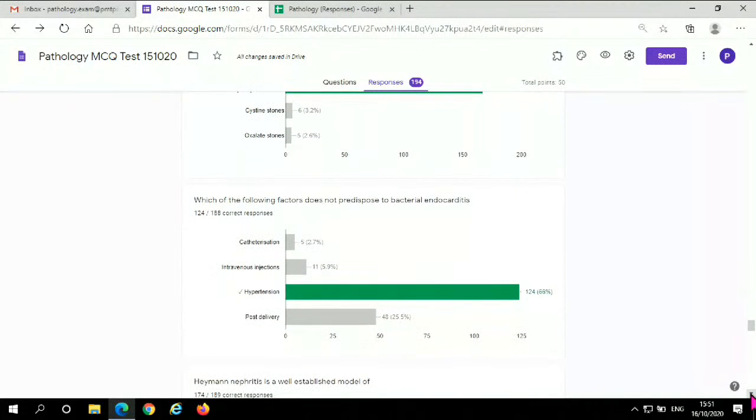Which of the following factors does not predispose to bacterial endocarditis? Many of you know that it is hypertension, because with catheterization, intravenous injection, and post delivery, there is a chance of infection that may cause septicemia leading to bacterial endocarditis. So infection occurs because of catheterization, intravenous injection, and post delivery, whereas with hypertension the chance of infection does not increase by itself, and therefore it is the correct answer.